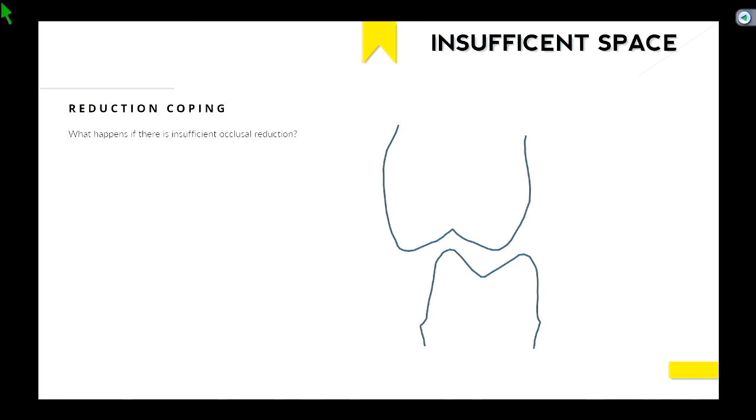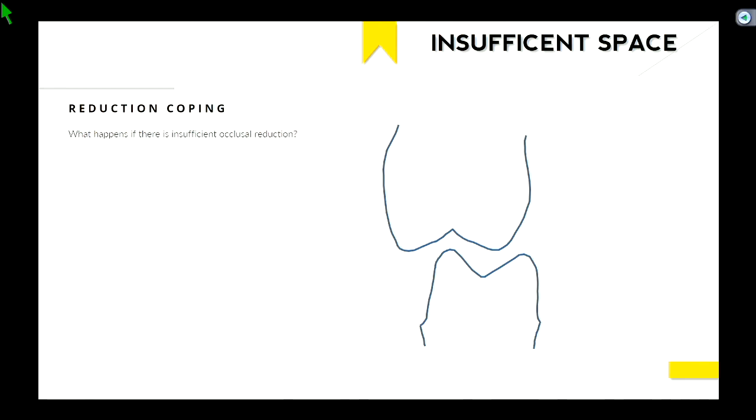So same scenario. And this is going to require a bit of your imagination to visualize this, but I'm going to try to teach you the concept of it, and then I'll try to get an actual example that we can show in sim. So same scenario, you're under-reduced, your lab technician looks at your cast and goes, oh, can't make a crown here of adequate thickness.